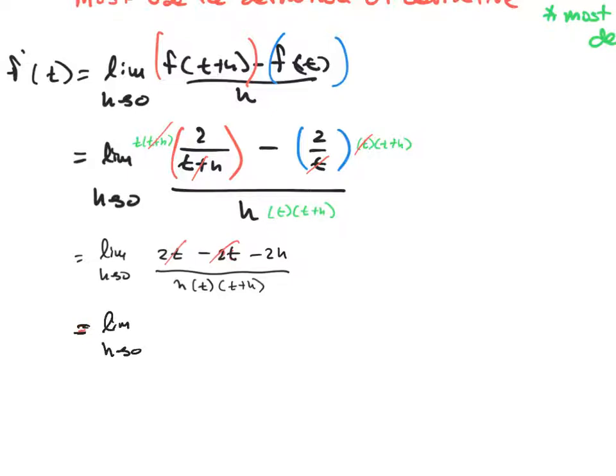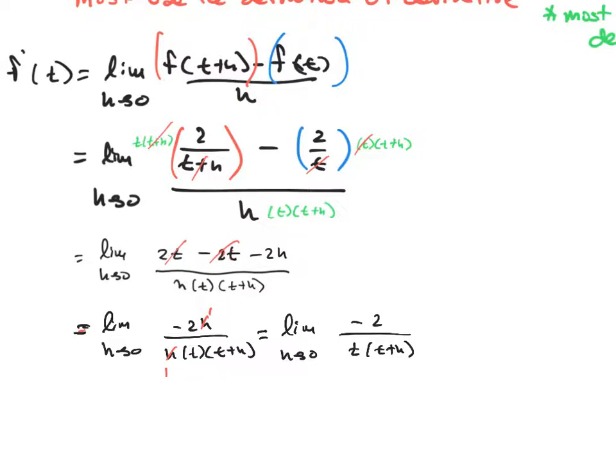This is the limit as h approaches 0. On top we'd have negative 2h all over h times t plus h. What happens? The h's simplify now and only now because they are factors of both the numerator and denominator. So I'm left with the limit as h approaches 0 of negative 2 times 1 is negative 2, and on bottom I have a t and a t plus h.